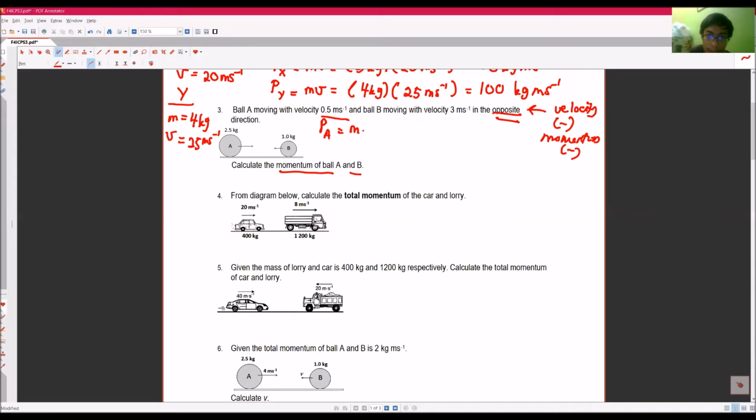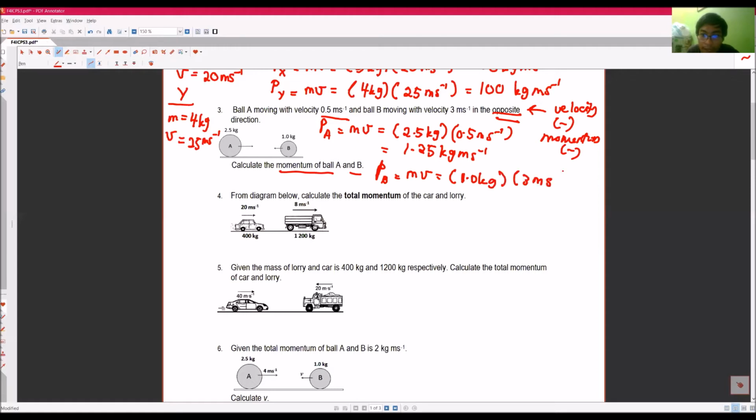So PA equals mv, 2.5 kg times 0.5 meter per second. So we will get 2.5 times 0.5, 1.25 kg m s^-1. So PB equals mv, 1.0 kilogram, velocity is 3 meters per second. So we will get negative. Don't forget that we have to put negative velocity here because of the opposite direction. So we will have a negative value of momentum as well. Negative kg m s^-1. Okay, done with question number 3.